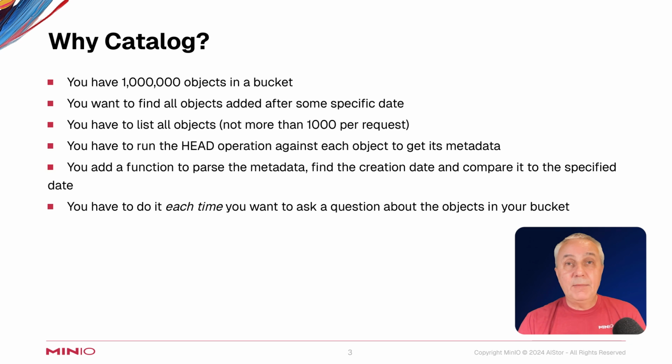First, let's answer a simple question. Why catalog? Imagine you have a bucket with 1 million objects, and you want to answer a simple question, like how many objects are larger than 5 megabytes, or how many objects were added in the recent 3 months. The way to answer your question is to list all the objects, to read their metadata, to parse it, to find the creation time, and compare that creation time with the one which you specified in the query. And then each time you want to answer a similar question, you have to repeat all these operations.